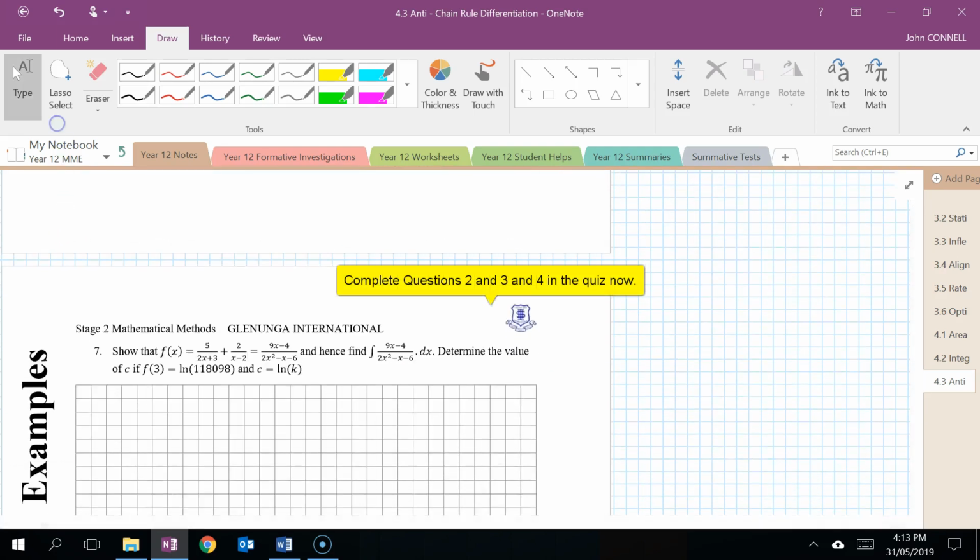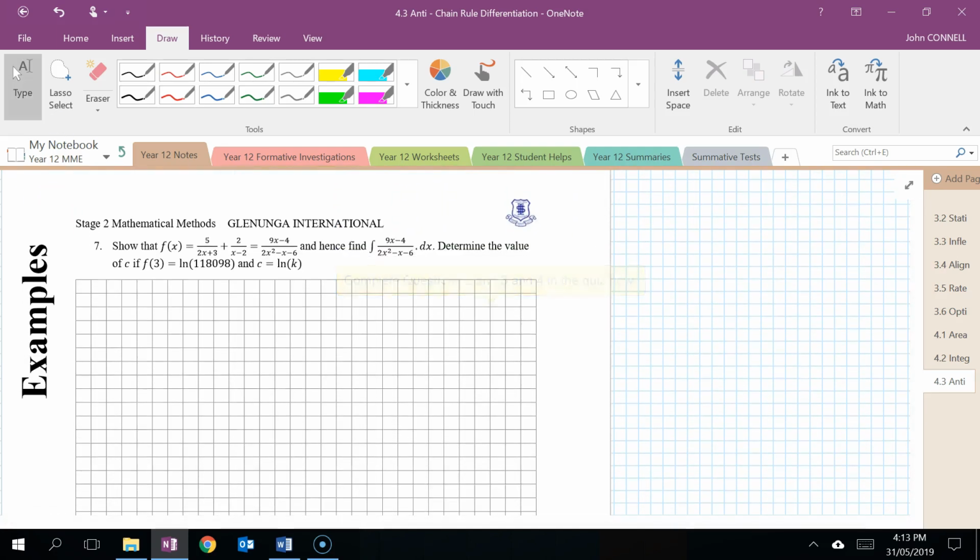Okay, alright. Now, show that, okay, we need to find this integral, but we've got to do some different work first. So we've got to show that, so we'll just take the left-hand side equals 5 on 2x plus 3 plus 2 on x take 2.